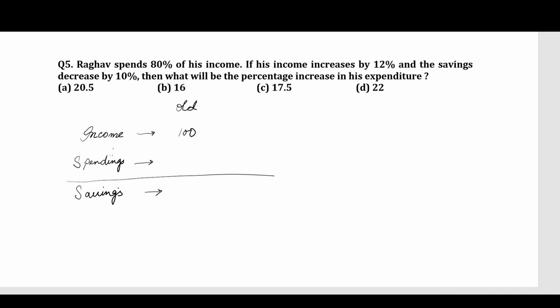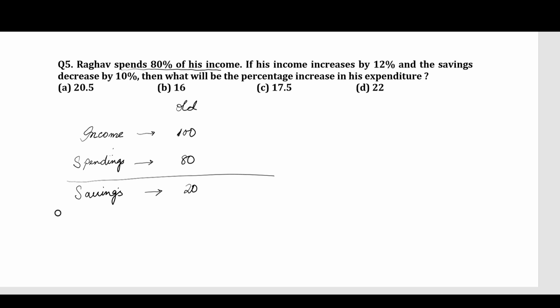Raghav spends 80% of his income. So 80% of 100 is 80. Out of 100, 80 is spent, so the remaining 20 is the saving.